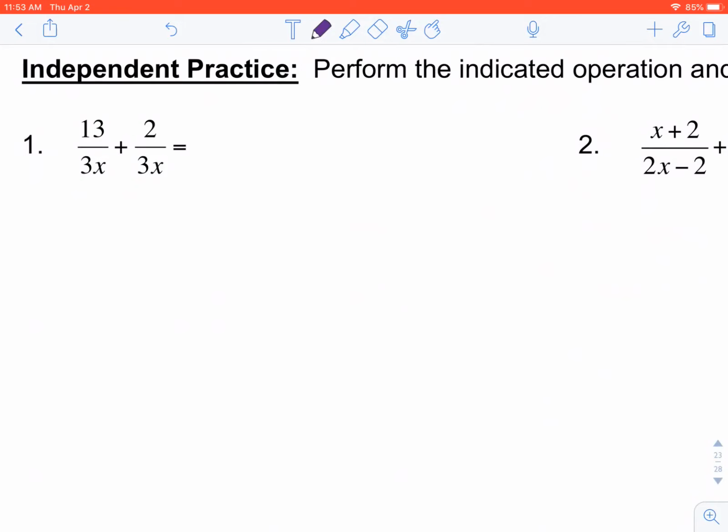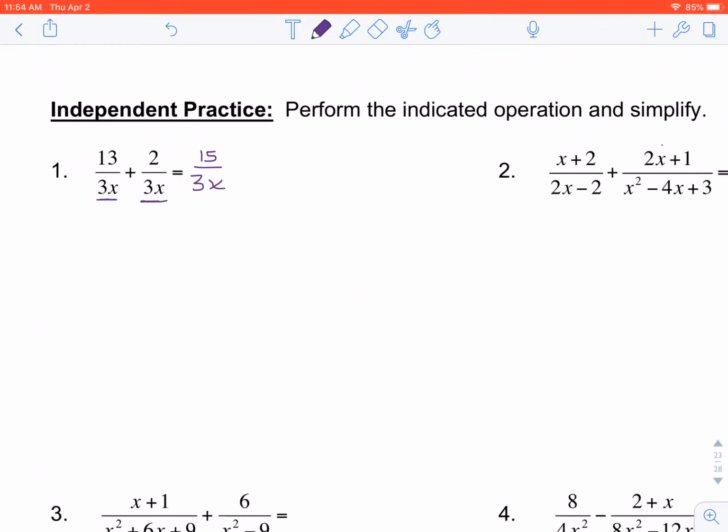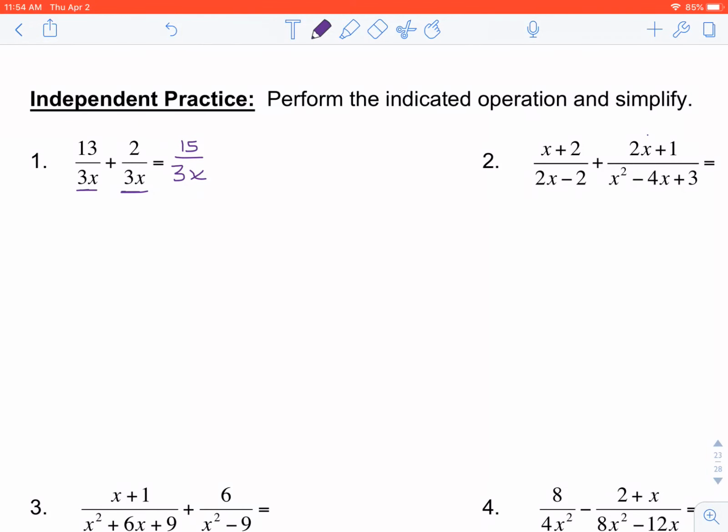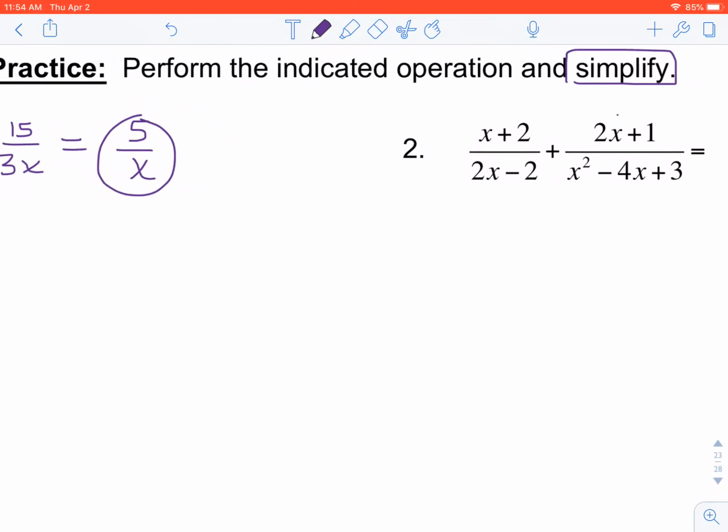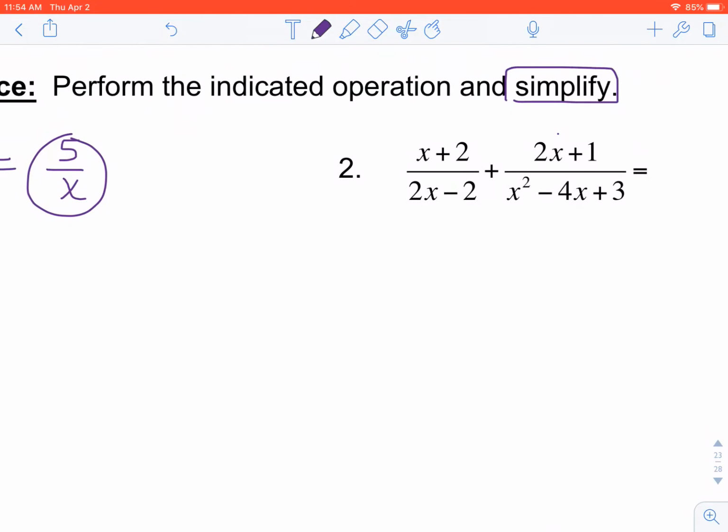Our first problem has a common denominator, so that's a problem where you go, yay, nothing to do, just add the top together. 15 over 3x. Now, if I look, it says perform the indicated operation and simplify. So simplifying this, 15 divided by 3 is 5. The x is still in the denominator. So 5 over x is simplified. That one's pretty straightforward.